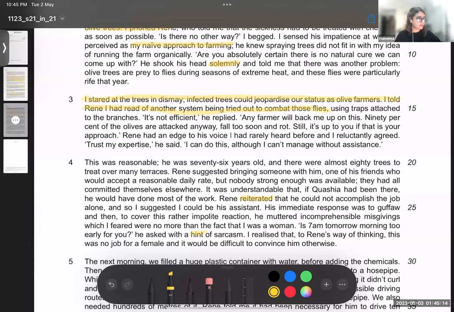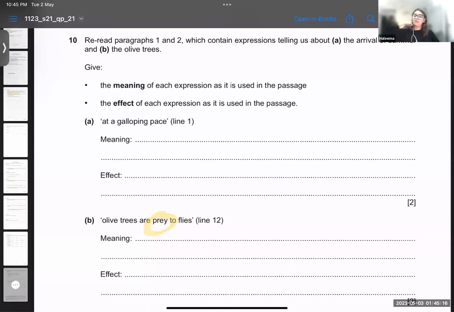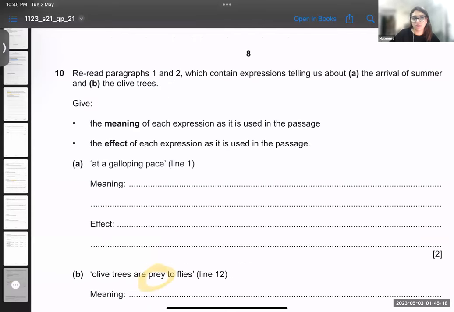All right, so basically when we're talking about meaning and effect, meaning means literal meaning. What does it mean in simple words? Effect means what does the author try to create in terms of that particular statement itself. So if you look at the first one, galloping pace, the literal meaning of galloping pace is that they're basically trying to imply that you need to imagine a horse running very fast. All right. So the idea here is to talk about that summer was approaching at a galloping pace.